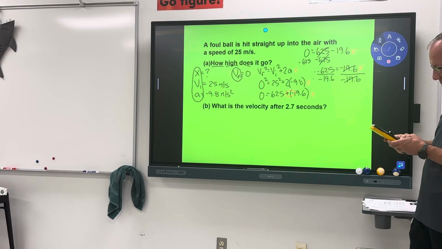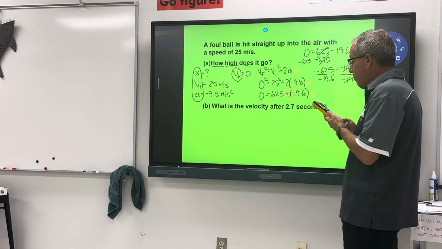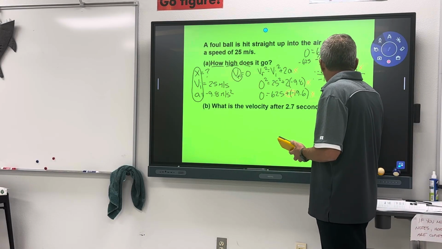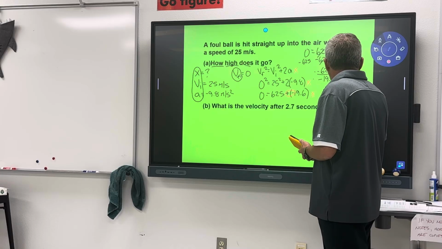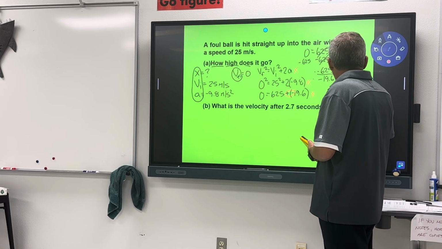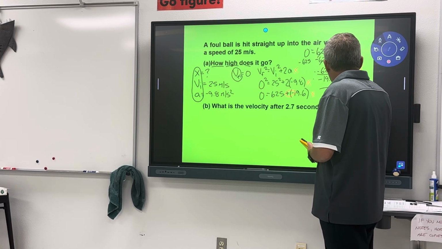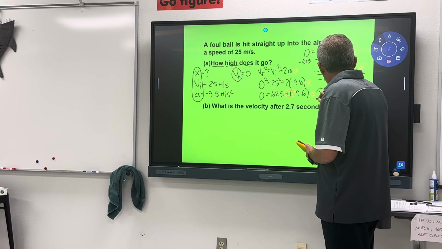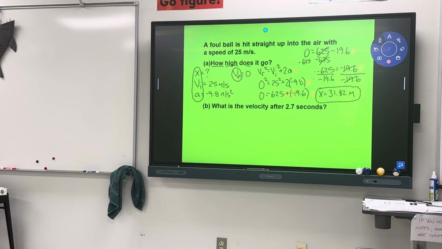625 divided by 19.6 is 31.82. This is 31.82 meters, and that's positive. That's going to be my displacement. And there's my answer. All right. Everybody see what we did there? That's classic algebra 1.